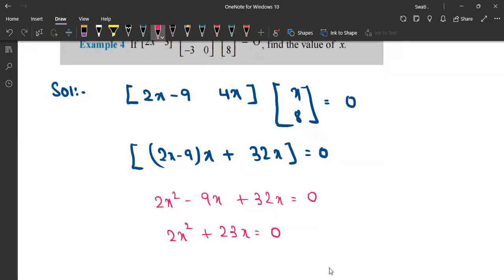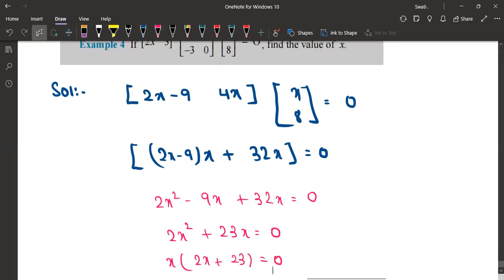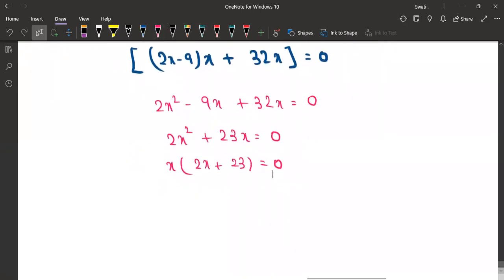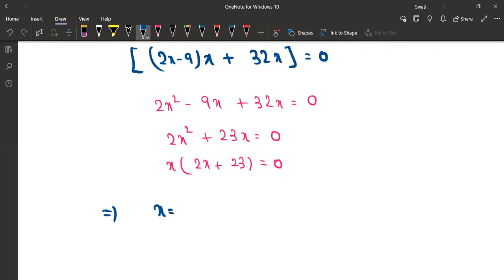Here what I can do is take x common. If I take x common, it will be x times (2x plus 23). Now, of course, you can see that we have the product of two terms equal to 0. What are the two terms? x and 2x plus 23. They are getting multiplied, so the product of these two terms is 0. Now, if the product of two terms is 0, that implies either the first term is 0 or the second term is 0. Therefore, it simply implies either x is 0 or 2x plus 23 is equal to 0.